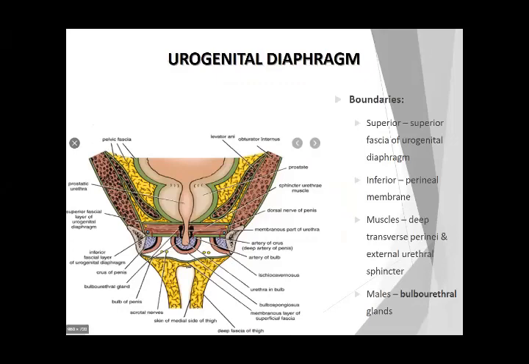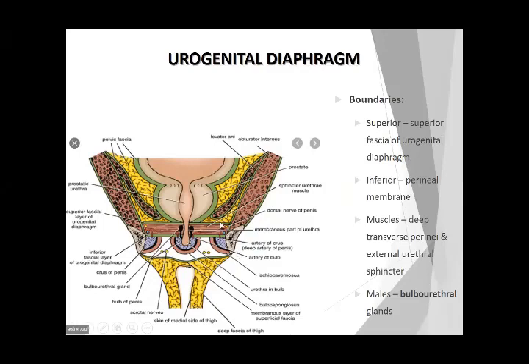Now one last thing before winding up is the urogenital diaphragm. अब इसमें बहुत controversy है. Children are very fond of telling me that the urogenital diaphragm now does not exist. I've consulted a few books and थोड़ा सा concept change definitely हुआ है, but the urogenital diaphragm does exist.